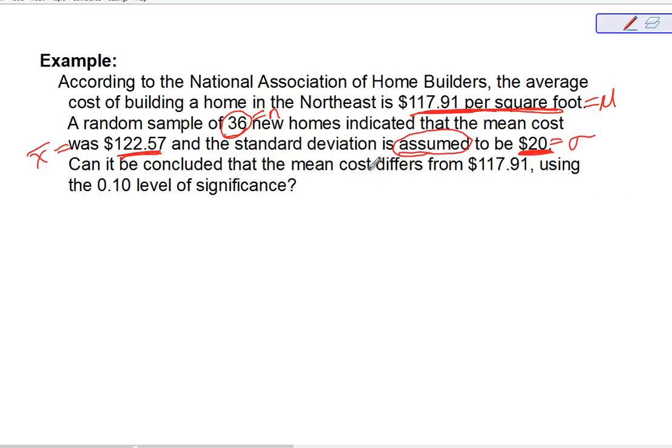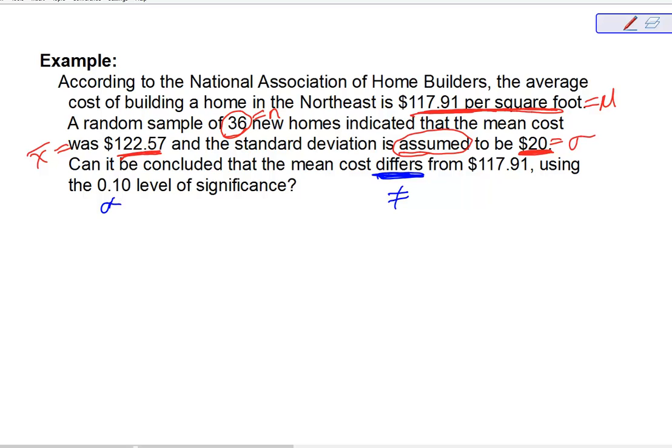Can it be concluded that the cost differs? This differs means that it's a not equal to. It's a two-tailed test using the 0.10 level of significance. So again, yes, there's a lot of information in the problem, but if you take it piece by piece going through, you can pull out the information that is important.